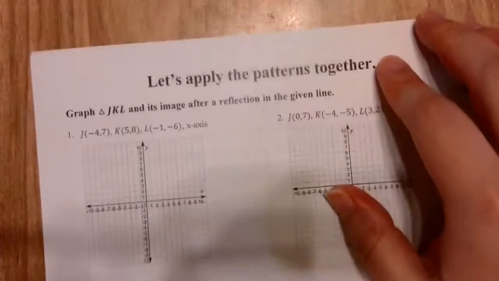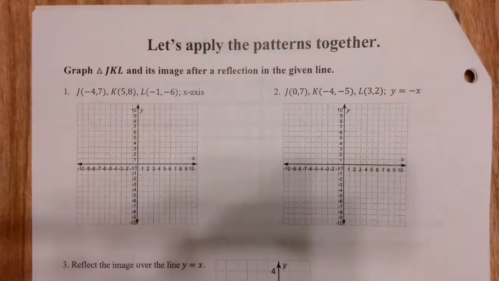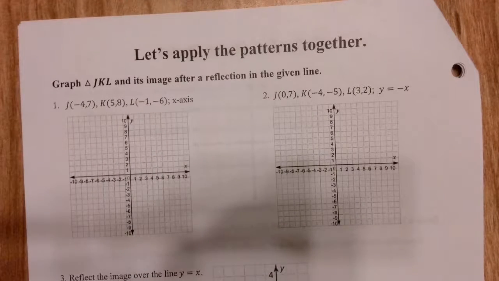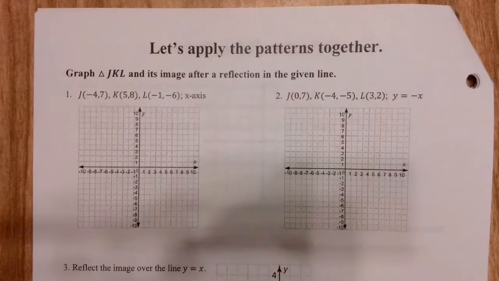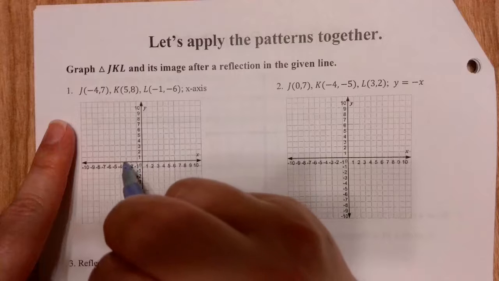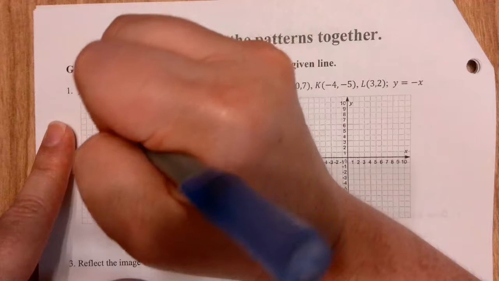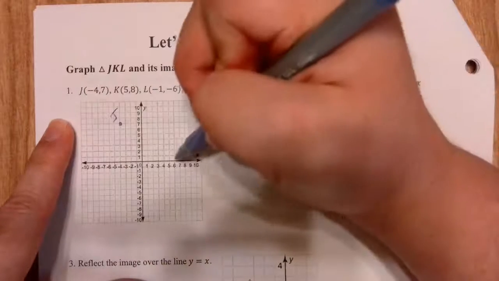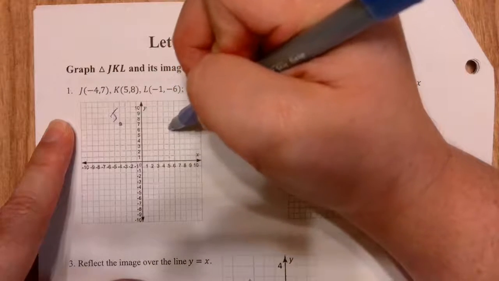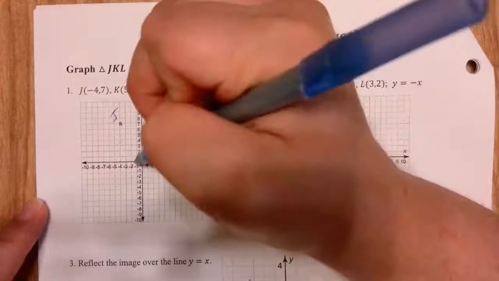We're flipping back later into the packet to the page that says let's apply the patterns together. Let's do a couple of these together. So the first one, graph triangle JKL and its image after a reflection in the given line. So we're going to start by graphing JKL. J is negative 4, 7. K is 5, 8. Means right 5, up 8. L is negative 1, negative 6.